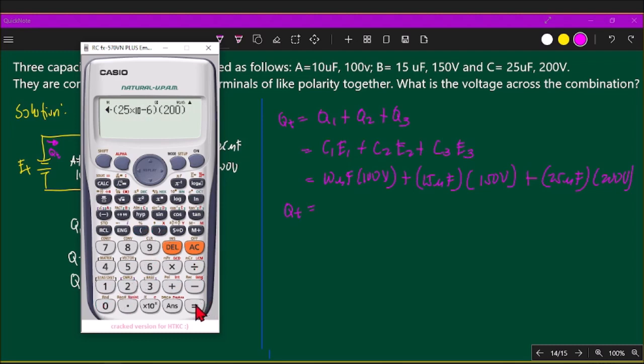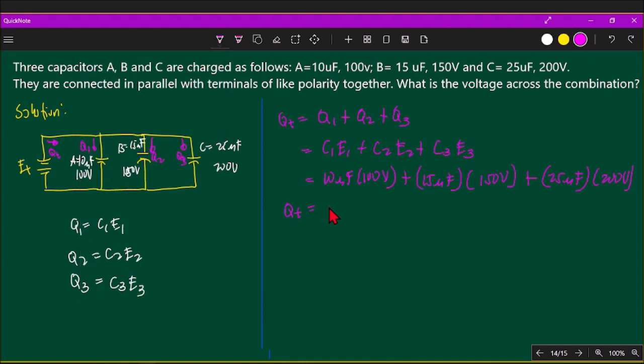Okay, so our total charge is equal to 8,250 microcoulomb. So we have 8,250 microcoulomb. Also, we need to have our total capacitance, which for this one is just a parallel capacitor.